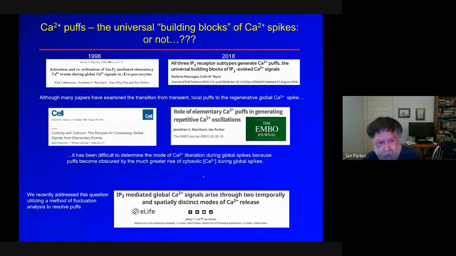So we set out to re-examine that hypothesis. And to do that, to try and look at what the puffs might be doing during a big global signal, we came up with an image processing method of fluctuation analysis, to try to better resolve what's happening with puffs during a global signal.